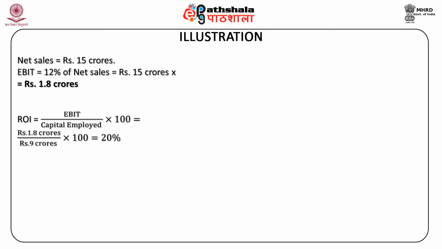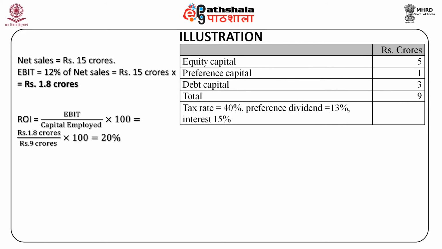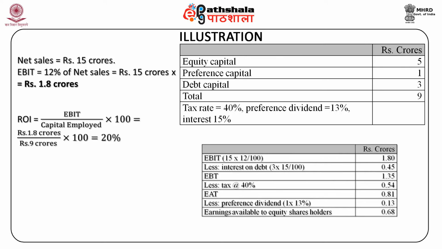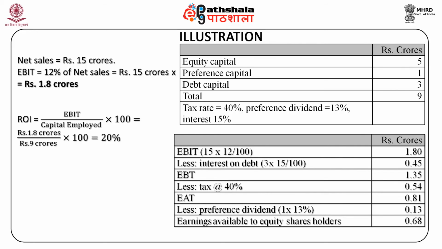If you look at the table, equity capital is 5, preference capital 1, debt capital 3 crores, total is 9 crores, tax rate is 40%, preference dividend 13%, interest is 15%. Look at the second table. EBIT we have calculated above as 1.8 crores, less interest on debt, which is 45 lakhs or 0.45 crores. Earnings before tax, EBT, is 1.35 crores. Less tax at 40%, 0.54. EAT or earnings after tax is equal to 0.81 crore.